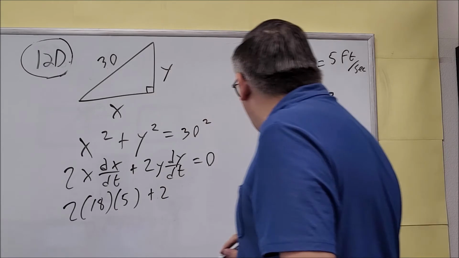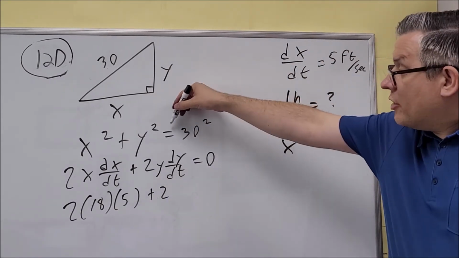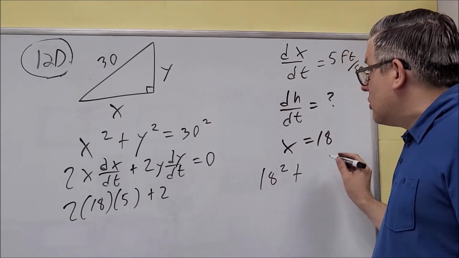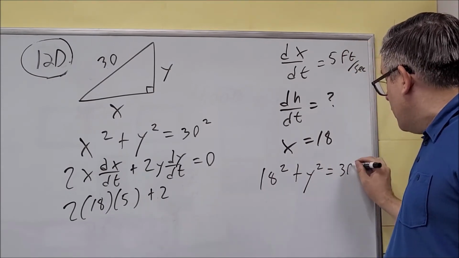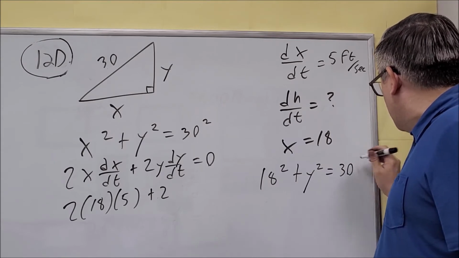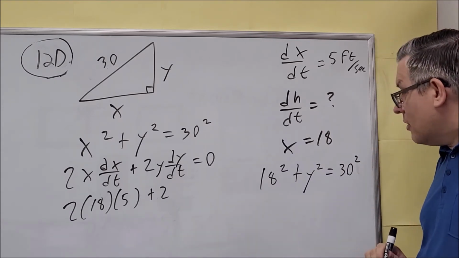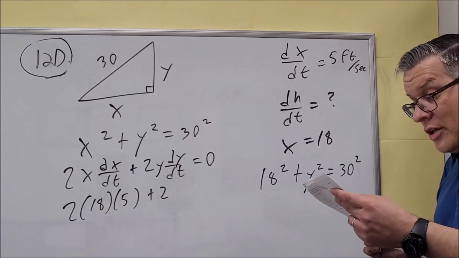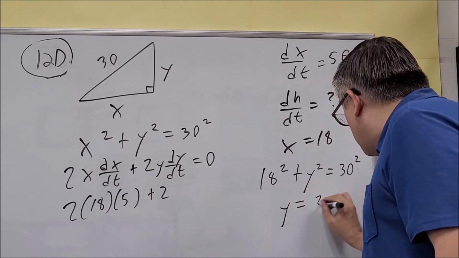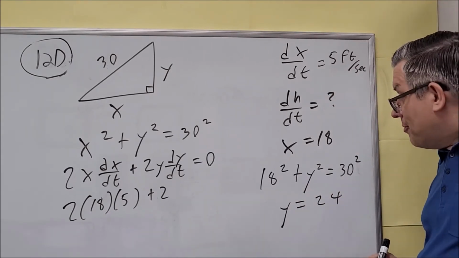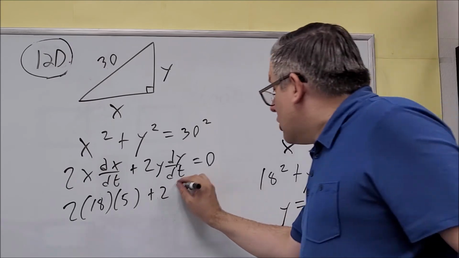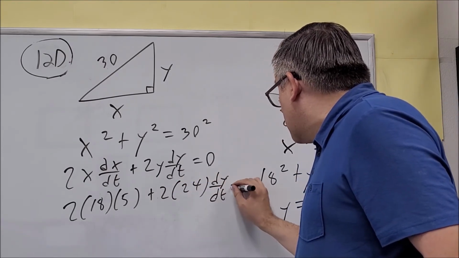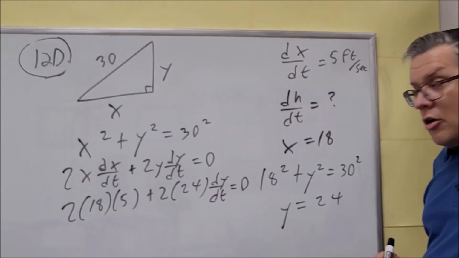Next we have 2. Now the y is not given here, but we can go back and use this formula to solve for the y. So we're going to do 18 squared plus y squared equals 30 squared. If you go through all that and solve, let's go ahead and give you the answer there. The y is equal to 24 when you solve that one. So now we know this is going to be 24 in here, and dy/dt is the only one that's left that has to equal 0.